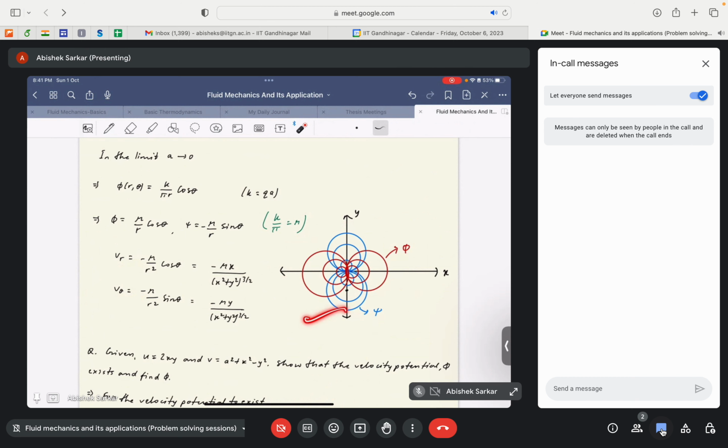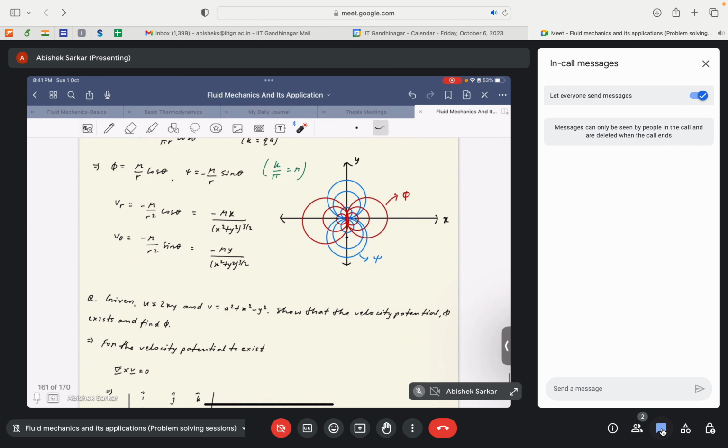How it is derived is explained in a much more detailed manner in the lectures, so I suggest that you go to the lectures for your reference. Now we'll be dealing with some problems.